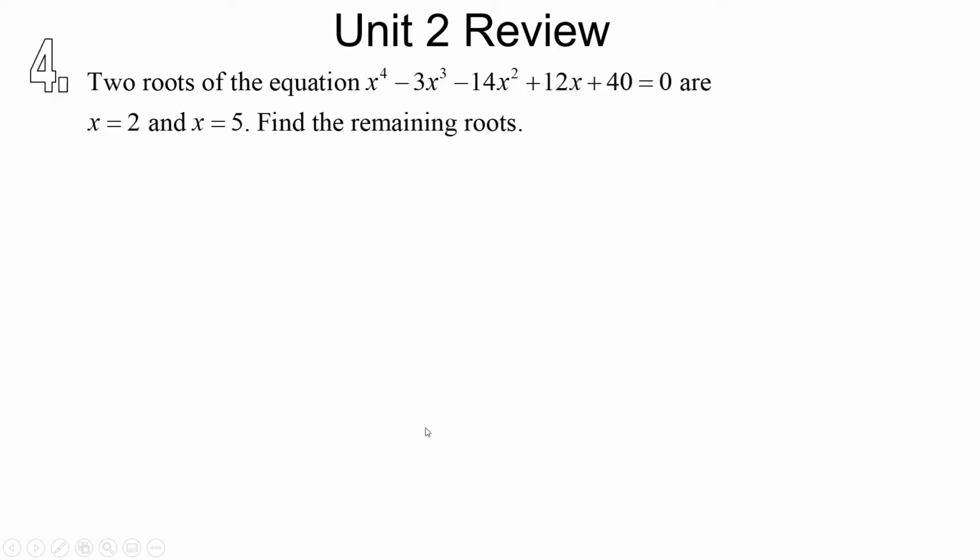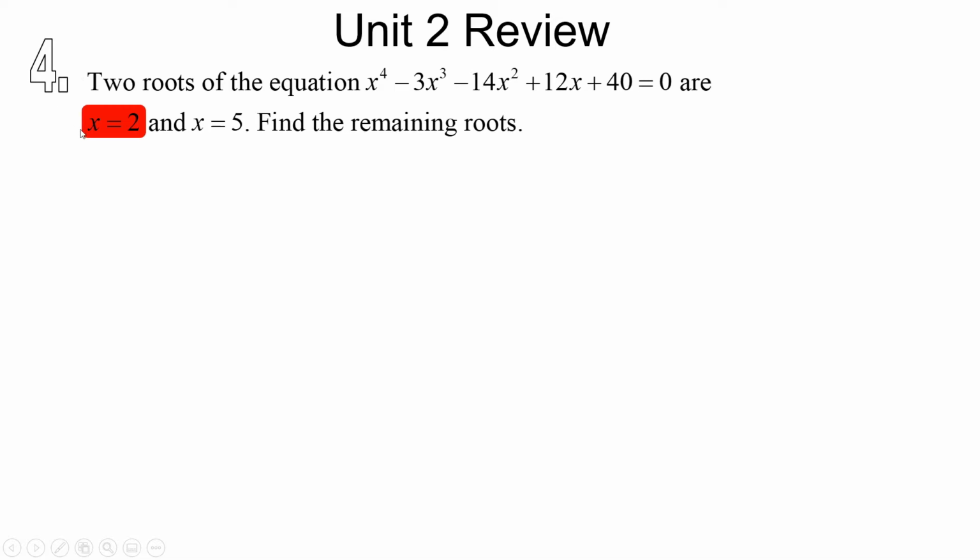Okay, number 4. 2 roots of the equation x to the 4th minus 3x to the 3rd minus 14x squared plus 12x plus 40 equals 0 are, wow, that's a big old quartic equation. That's a mouthful. But the 2 roots are x equals 2 and x equals 5. Find the remaining roots. Well, we have a quartic which will have 4 roots, and they've given us 2 of them. So we only have 2 more to find. So let's do synthetic substitution to see if we can find those remaining 2 roots.